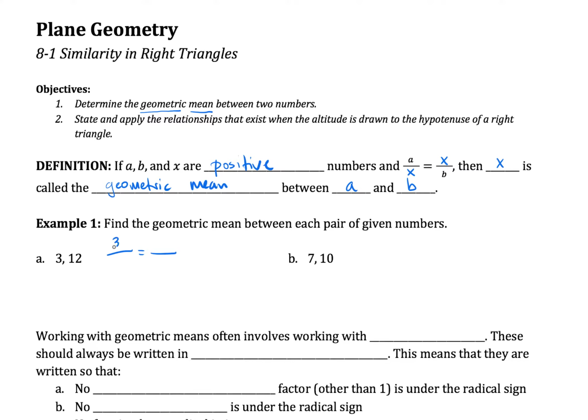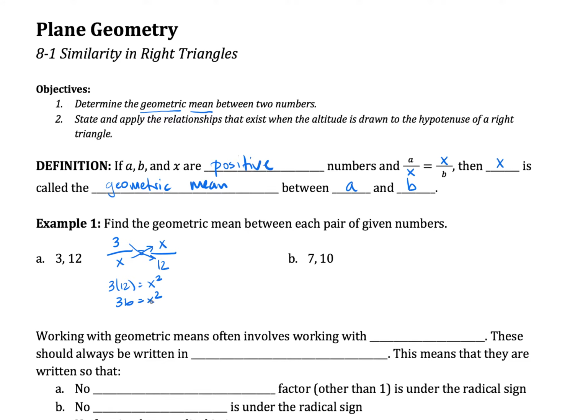So we're going to put the 3 up on top of the first fraction. We're going to put the 12 in the denominator of the second fraction. And we're going to put x's in these other two spots. And then what you'll notice happens when we cross multiply is we do the 3 times the 12, and then we do the x times the x. And we know that when we multiply x times x, we get x squared. So what this means is that 36 is x squared.